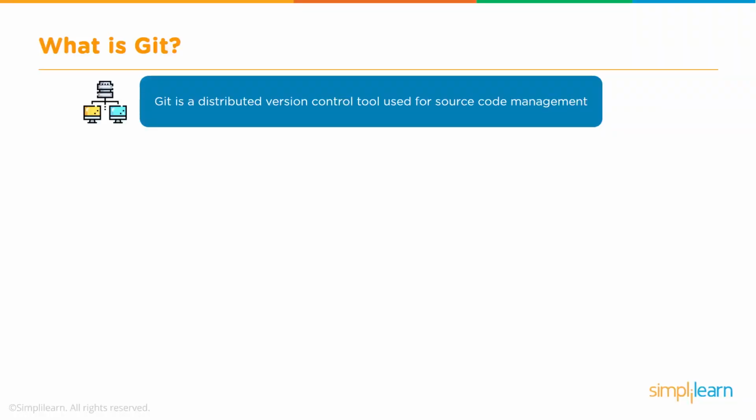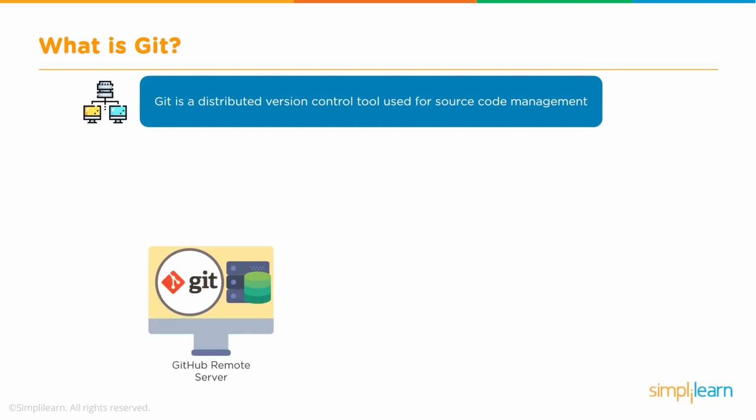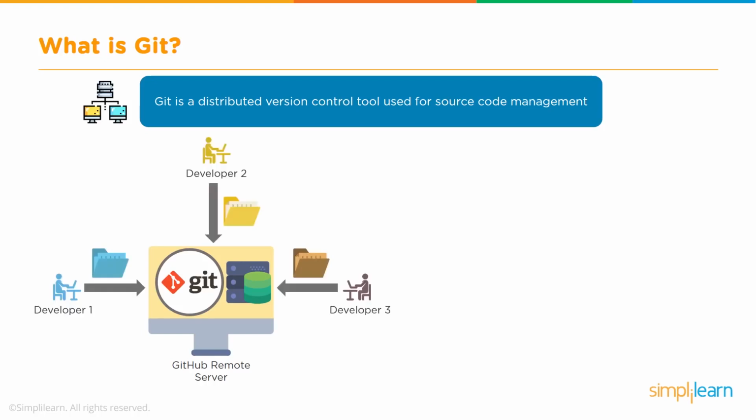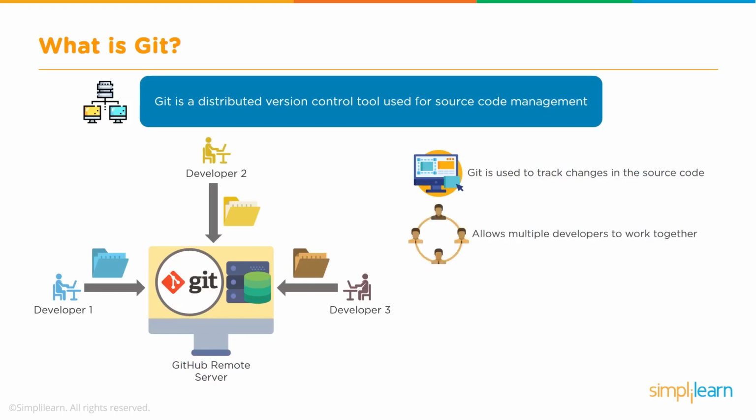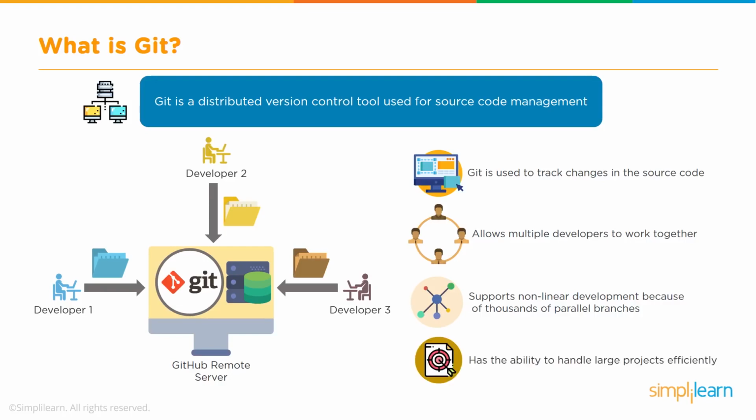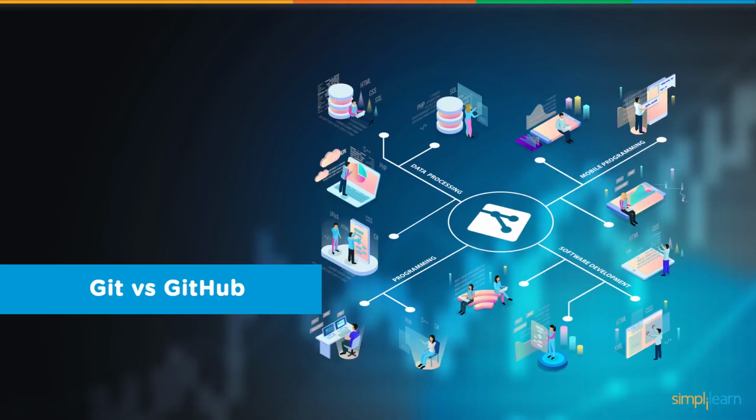Git is a distributed version control tool used for source code management. GitHub is the remote server for that source code management, and your development team can connect their Git clients to that remote hub server. Git is used to track the changes of the source code and allows large teams to work simultaneously with each other. It supports non-linear development because of thousands of parallel branches, and has the ability to handle large projects efficiently. So let's talk a little bit about Git versus GitHub.